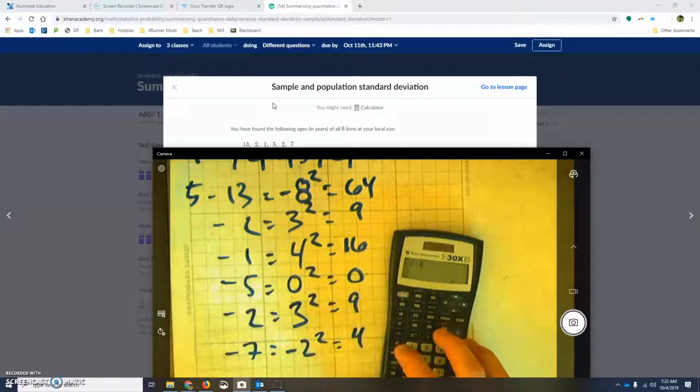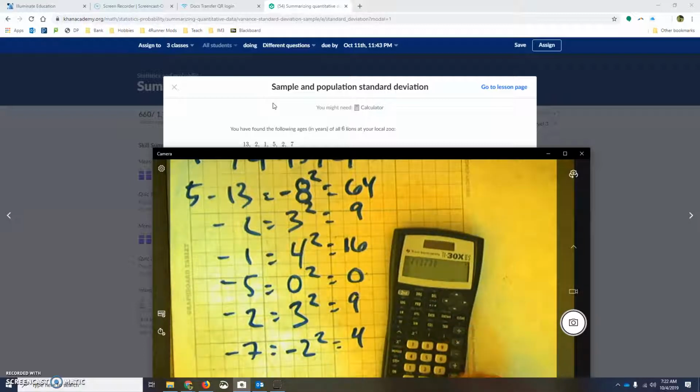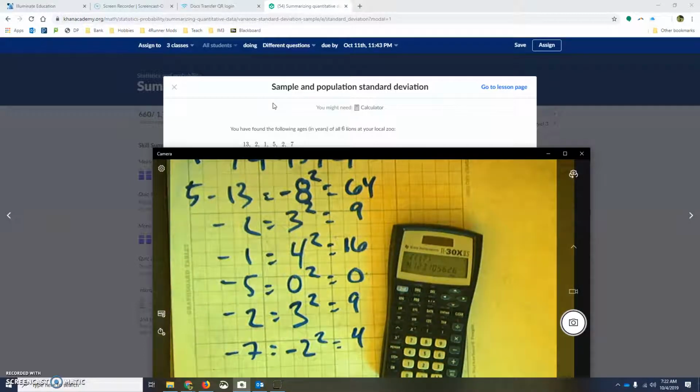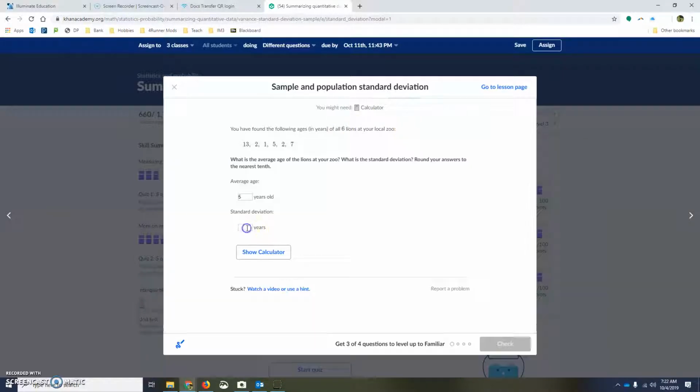we square root that number, so 17 goes in there, and our answer is 4.123. We look at the tenths place and 1 digit behind it, and it's less than 5, so we do not round up. We stay down at 4.1. So our answer is 4.1. And we are right. Next question.